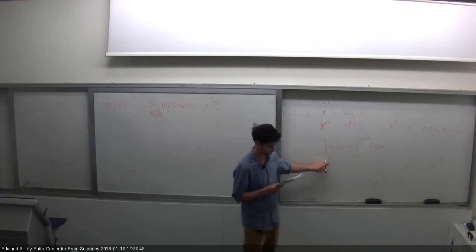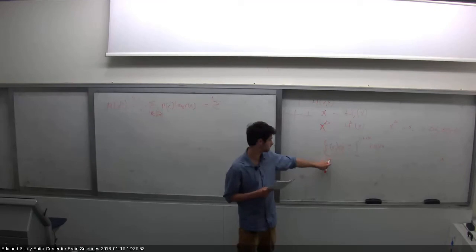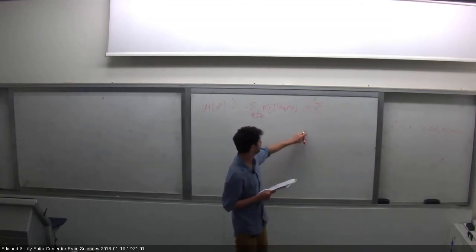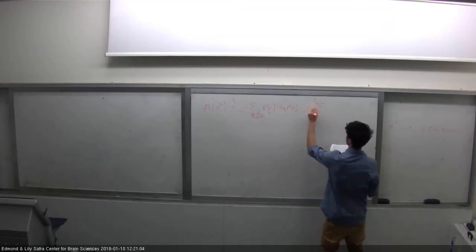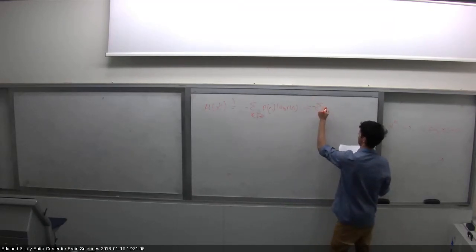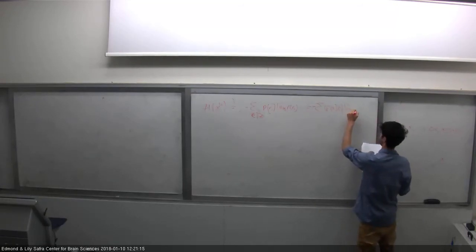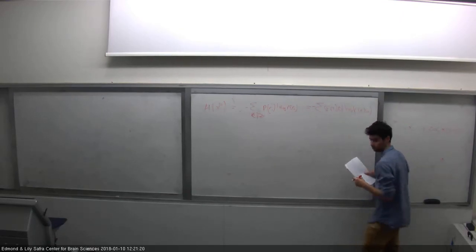So this is exactly this one, right? This is the probability of getting the point xi. So here I have the sum of p of xi delta log of f of xi delta, right?